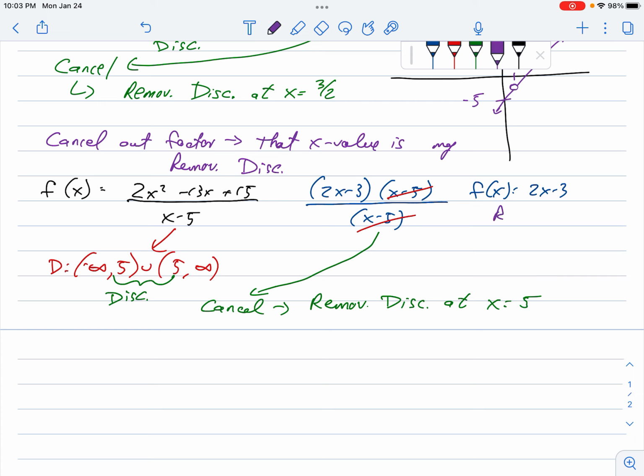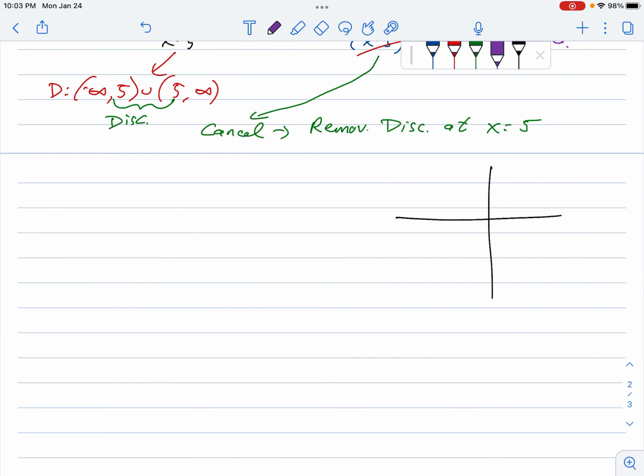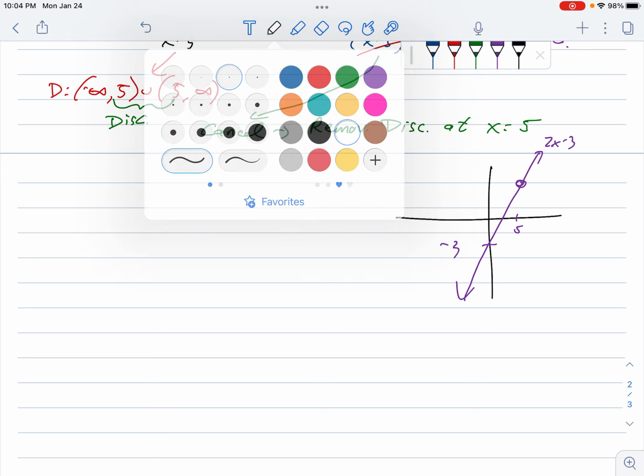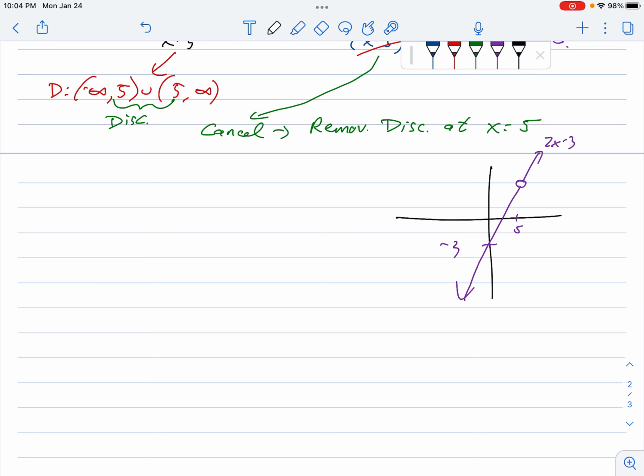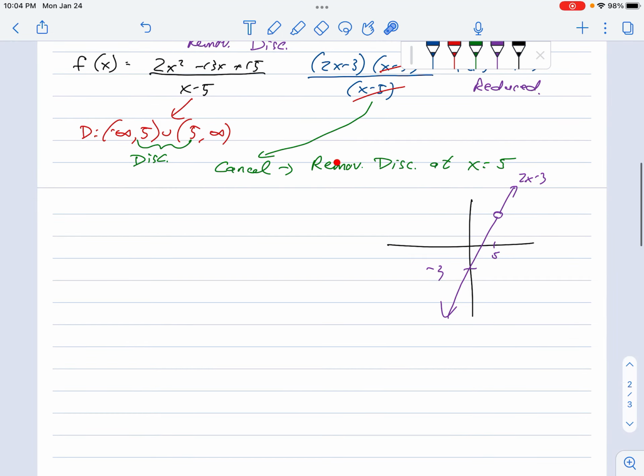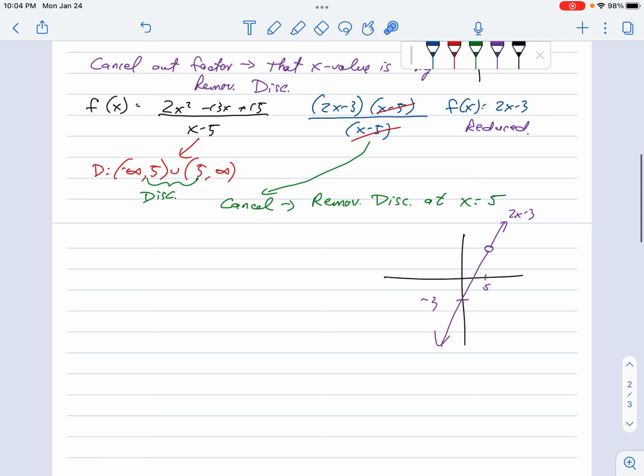My reduced function will be what my graph looks like, except there'll be a hole in my graph at the value of 5. So if I'm looking at this graphically, here's my -3, here's my slope of 2x, here's my 2x -3 line. Right at x equals 5, there's going to be a hole in my graph. Because I had a removable discontinuity, I was able to remove it because I canceled it with part of the numerator.